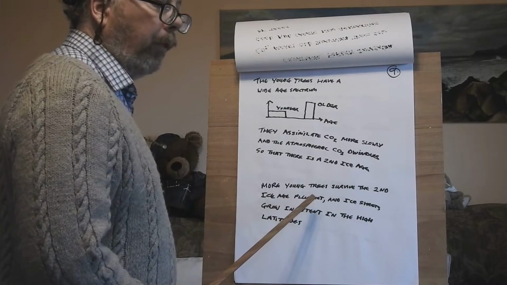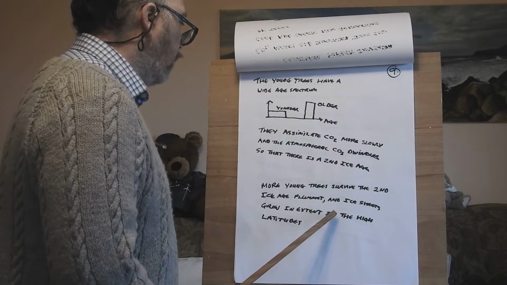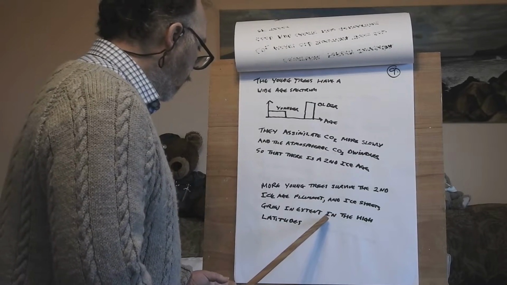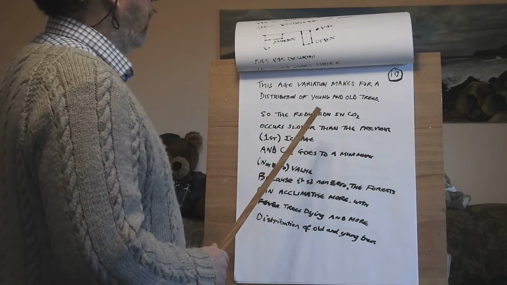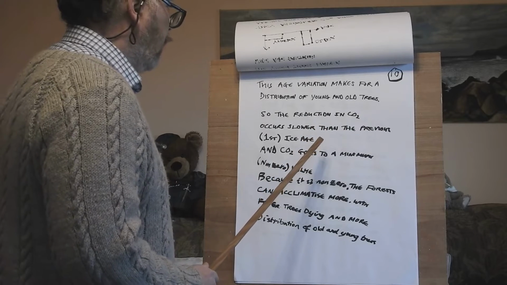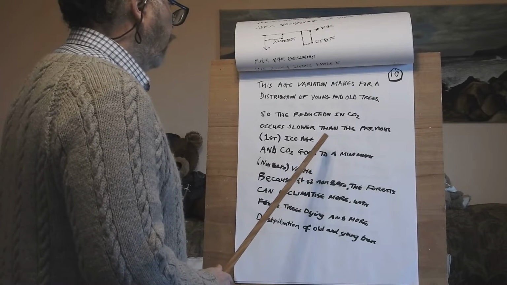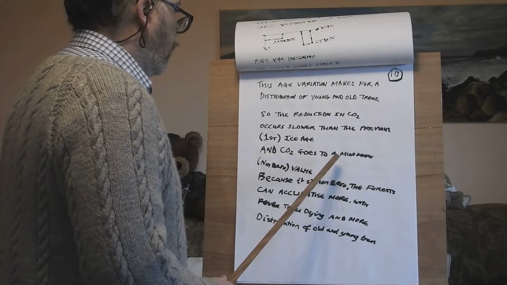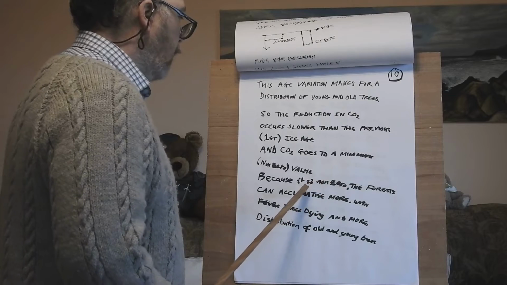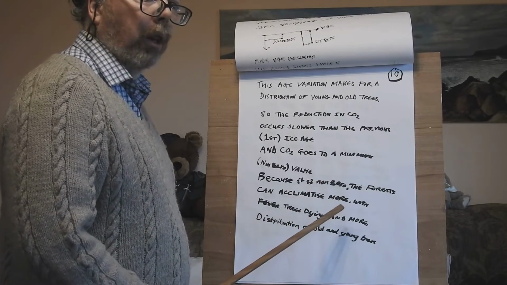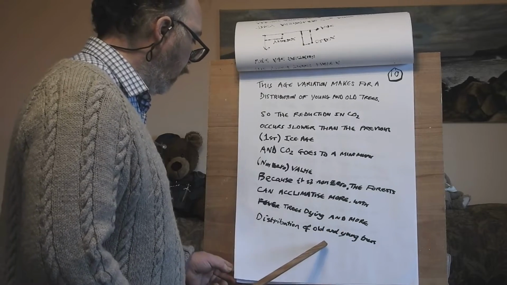More young trees survive the second ice age plummet, and ice sheets grow in extent in the high latitudes again. This age variation makes for a distribution of young and old trees. So the reduction in CO2 occurs slower than the previous first ice age, and CO2 goes to a minimum non-zero value. Because it is non-zero, the forests can acclimatise more, with fewer trees dying and more distribution of old and young trees.